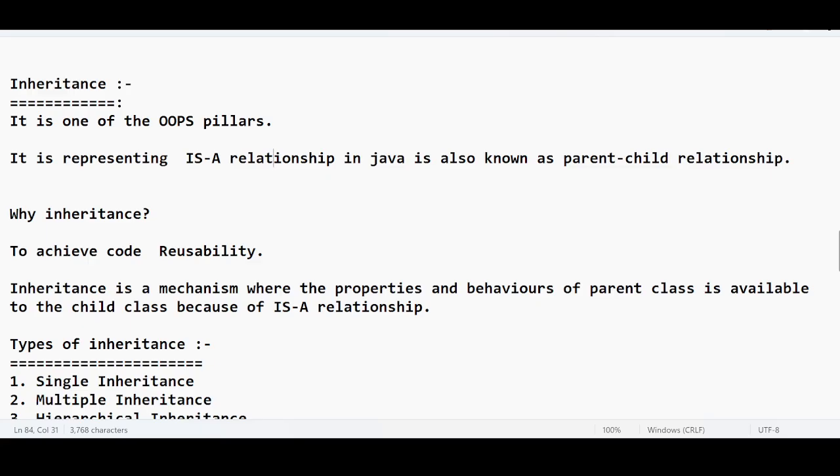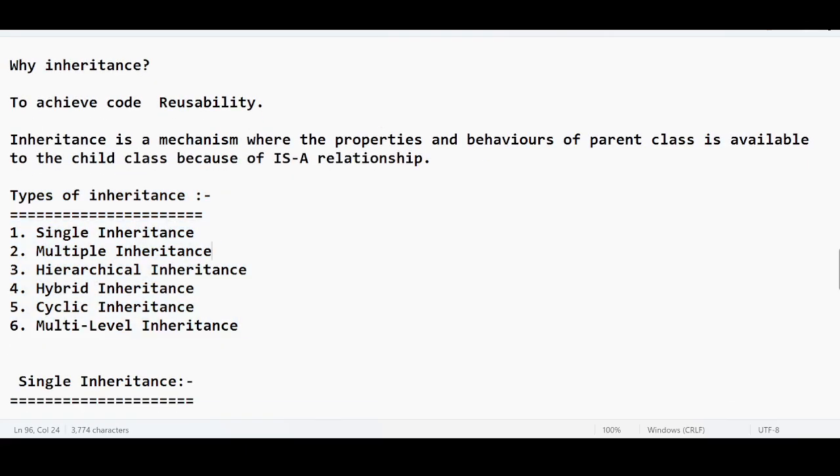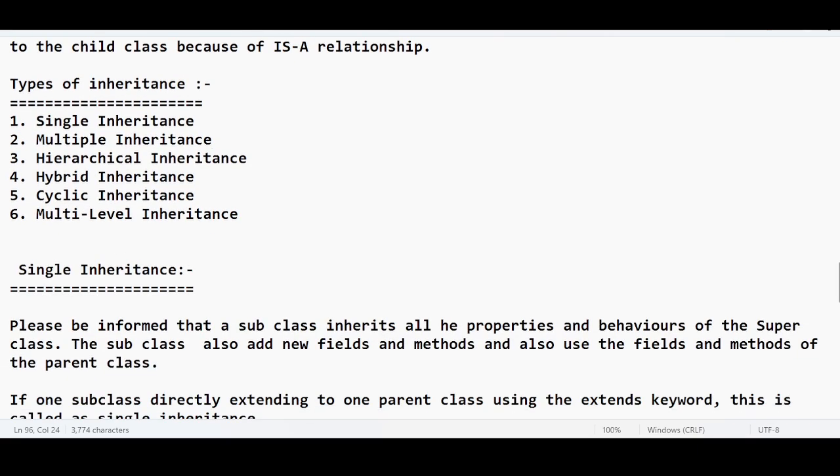When two classes represent an is-a relationship, it is also called the parent-child relationship. These are the types of inheritance: single inheritance and multiple. We discussed these two types in yesterday's session. What is single inheritance? When one class has only one parent, or when a class is extending another class, it is single inheritance.